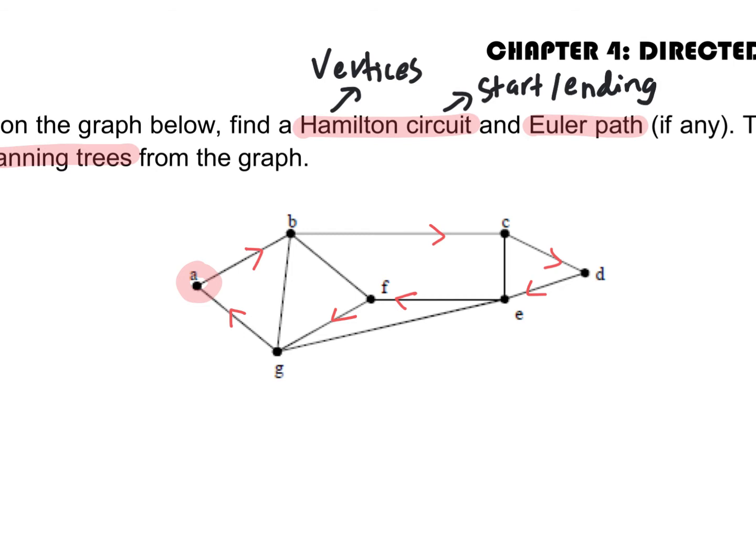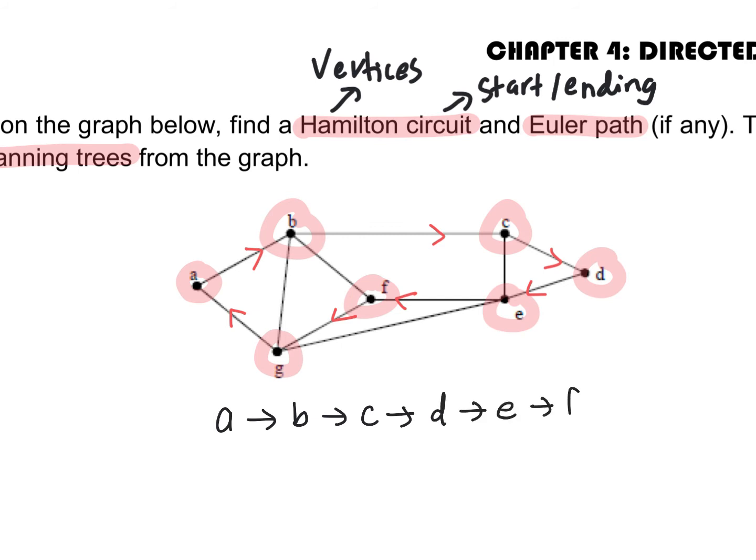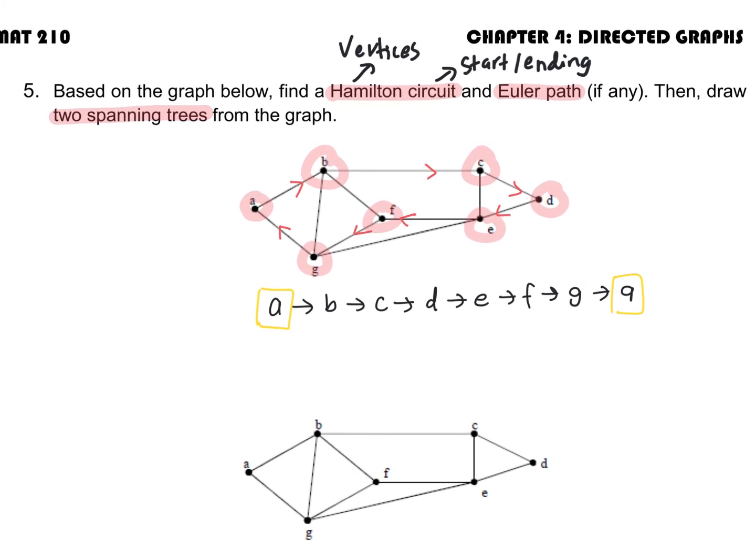So here we visit B, C, done, D, E, F, G, all vertices, right? So we may write the solution as A to B to C, D, E, F, G, and going back to A. So the starting and ending vertex share the same value. Okay, that's for Hamilton circuit.